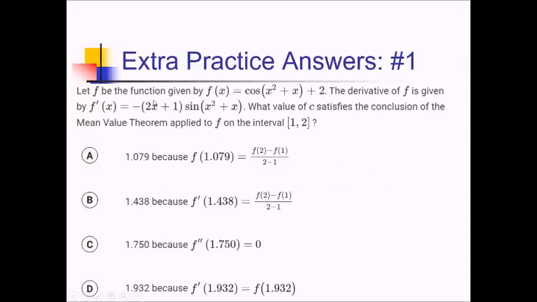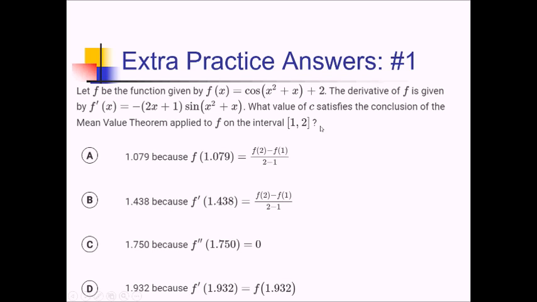For this problem, I'm given the f function as cosine of x squared plus x plus 2, and I'm also given f prime. I want to know what value c satisfies the conclusion of the mean value theorem applied to f on the interval 1 to 2. Alright, so here's where you need to know what the mean value theorem actually says.